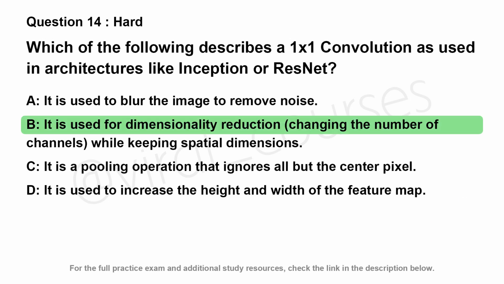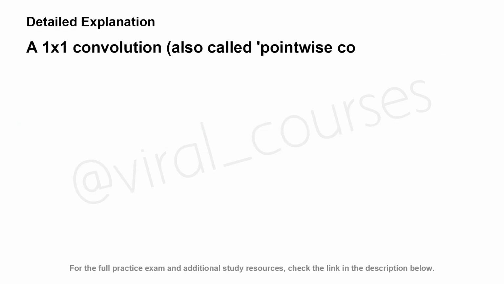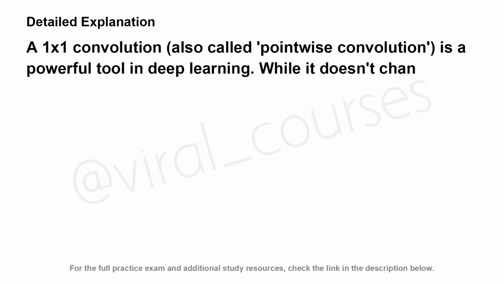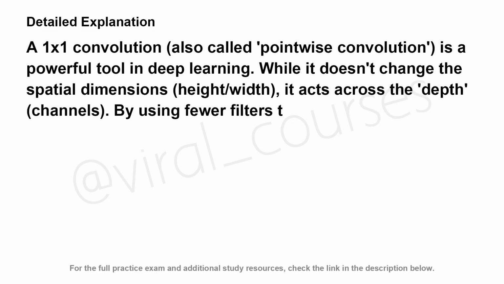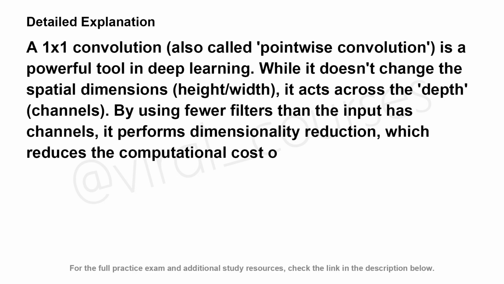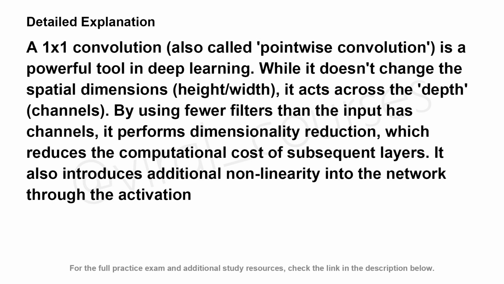The correct answer is B. A 1x1 convolution, also called pointwise convolution, is a powerful tool in deep learning. While it doesn't change the spatial dimensions, height and width, it acts across the depth channels. By using fewer filters than the input has channels, it performs dimensionality reduction, which reduces the computational cost of subsequent layers. It also introduces additional nonlinearity into the network through the activation function that follows it.